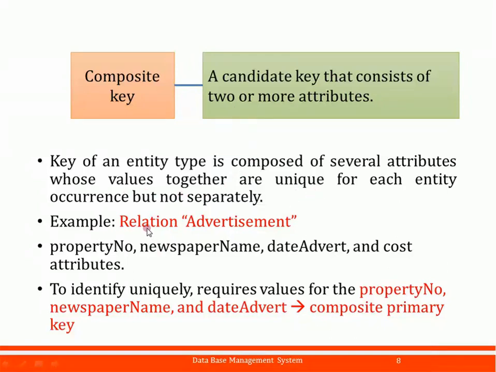Example, consider that you have a relation advertisement. In that the properties are being advertised in day-to-day newspapers. So we have columns like property number, newspaper name, date of the advertisement, and cost, which are all the attributes. In order to uniquely identify, this requires values for property number, which property is being advertised in which newspaper in what date. So these together helps to identify an advertisement uniquely. So these three put together forms your composite primary key.